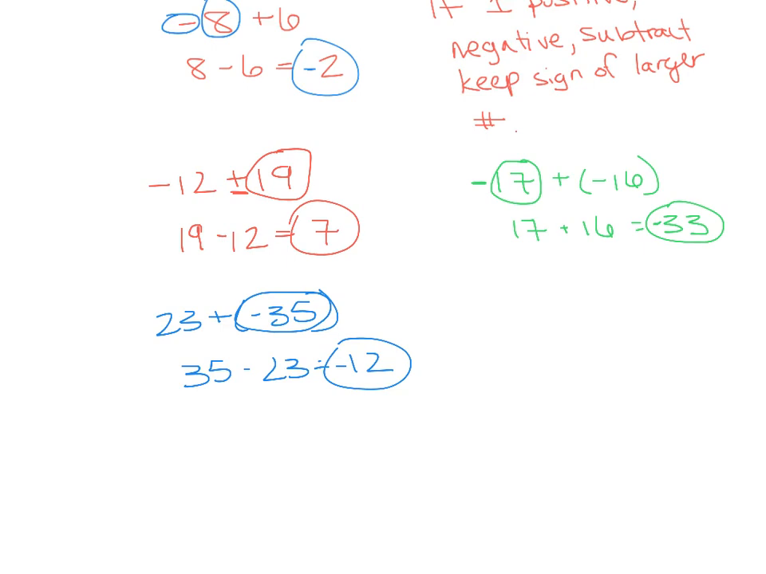So when we're looking at the larger number, we're not looking for what number is actually larger, because in this case, negative 16 is larger than negative 17. We're looking at the numbers without the sign and saying which number is bigger. If both of these were positive, which number is bigger? 17 is bigger, so we keep the negative sign, because that means there are more negatives. Okay?